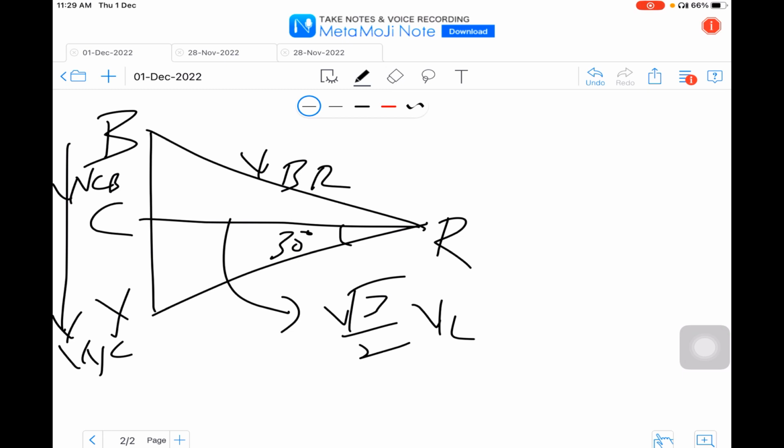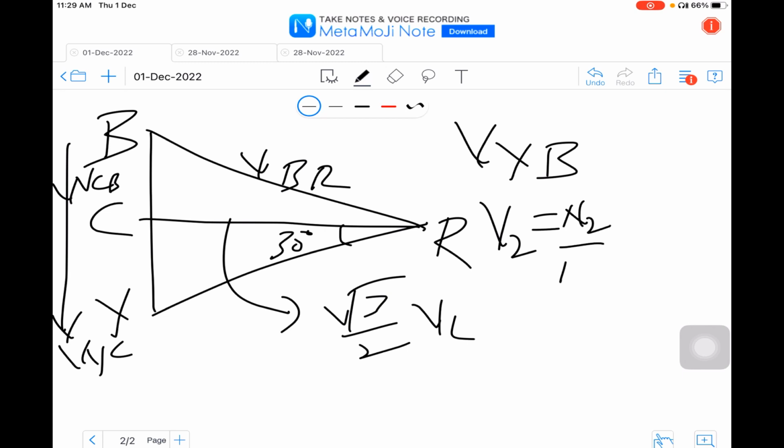So this is called root 3 by 2 times line voltage. Now the center tapped primary of the main transformer has the line voltage VYB applied to its terminals. The secondary terminal voltage of the main transformer is V2. From the diagram, V2 is equal to N2 by N1 into VYB, and we can rewrite this as N2 by N1 into V2.